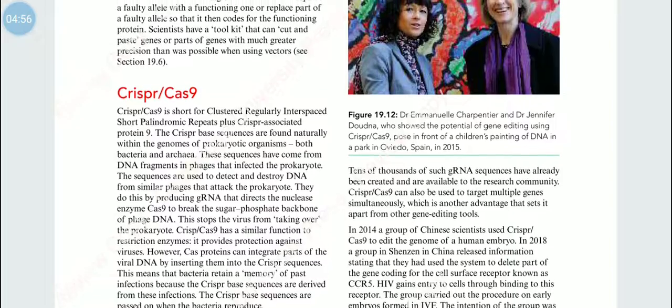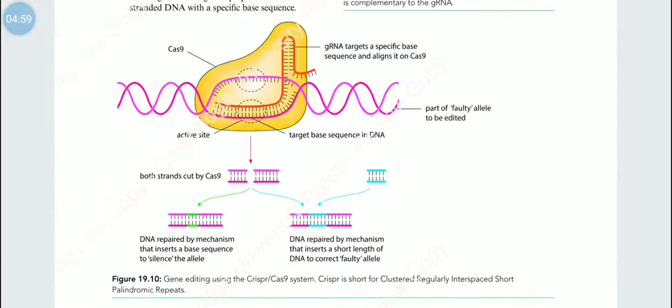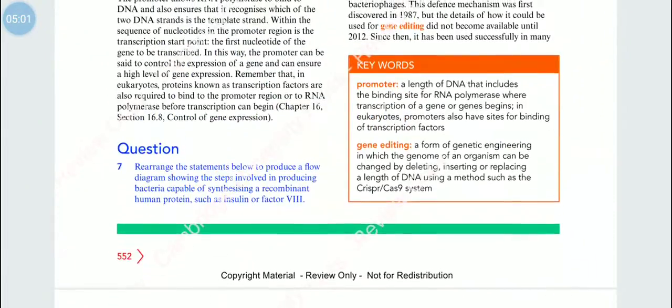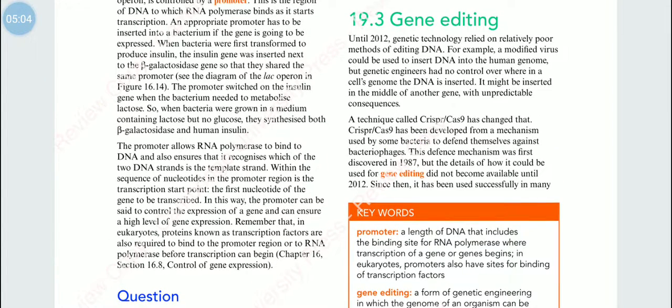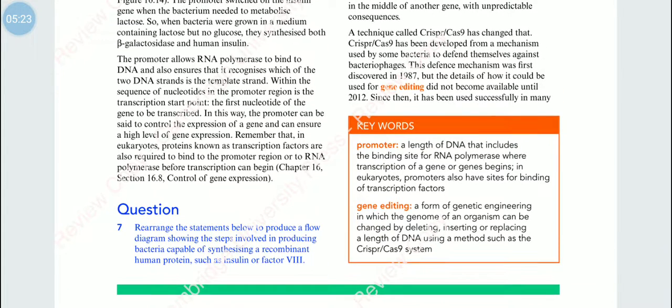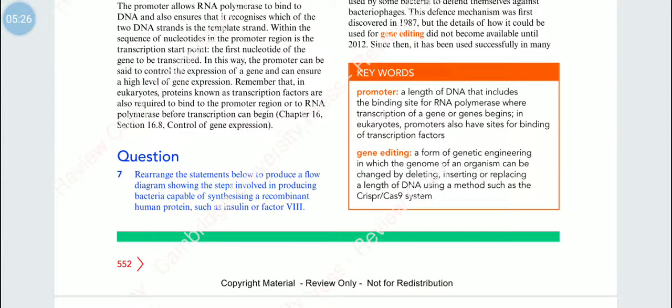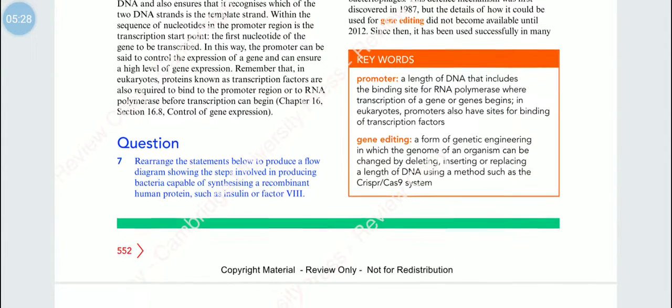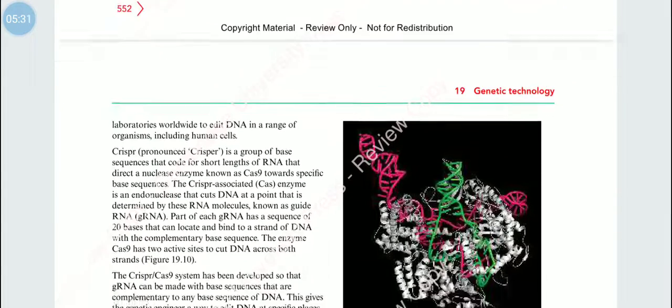Write down a note on gene editing. This is a form of genetic engineering in which the genome of an organism can be changed by deleting, inserting, or replacing a length of DNA by using a method such as the CRISPR-Cas9 system.